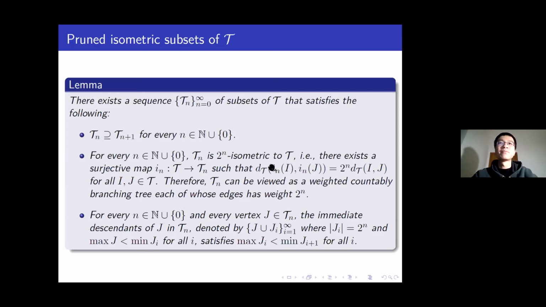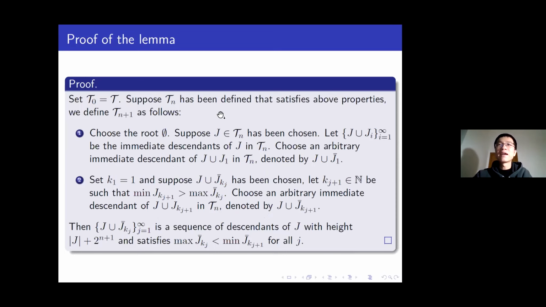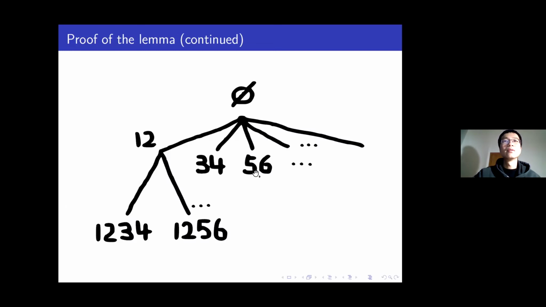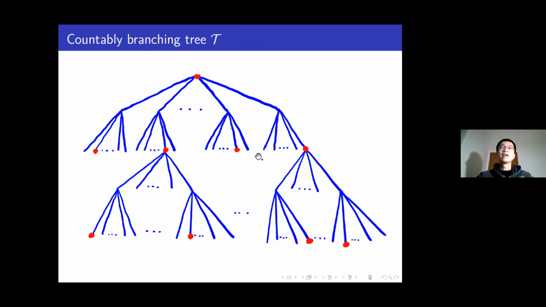uses induction. T0 is just the whole tree T. If Tn has been defined, then I define Tn plus 1 as follows. First, I choose the root, the empty set. We should go back to take a look at this tree. So suppose Tn has been chosen, and I define Tn plus 1. First I choose the empty set, the root. And suppose a vertex in Tn has been chosen. For example, this vertex J in Tn has been chosen.